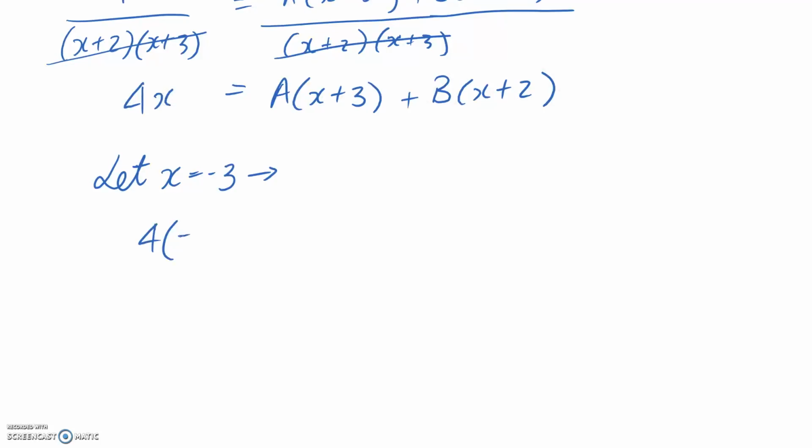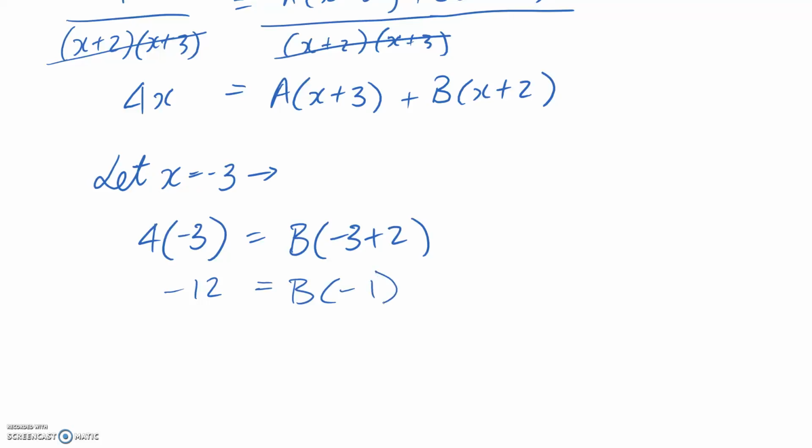So we're going to get 4 times negative 3. This we just said dropped out, so I'll leave it. We're going to get b times negative 3 plus 2. So that's negative 12, and this is negative 1. So b is just going to work out to be 12 on its own.